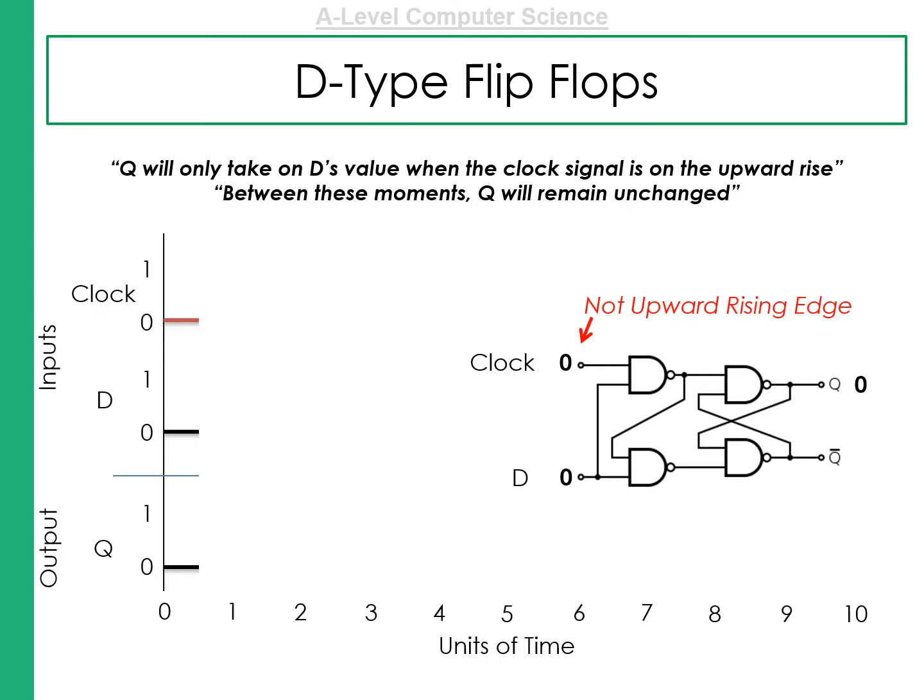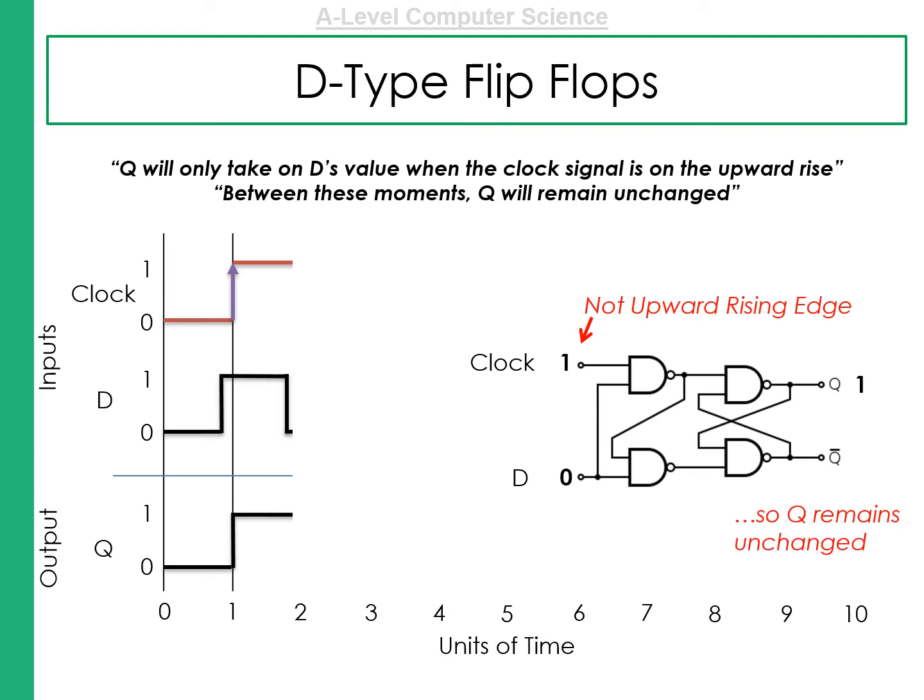Here's our first state. The clock is 0 and the D value is 0. That means Q, our output, is 0. Our input has changed to 1, so our input is 1. But the clock still remains at 0, so Q actually remains unchanged at 0. As the clock starts to change and move to 1, you can see as soon as that clock gets to 1, there's a change. So our output of Q becomes 1.